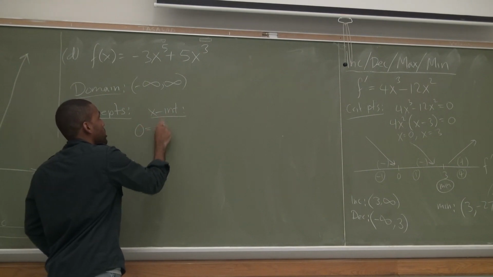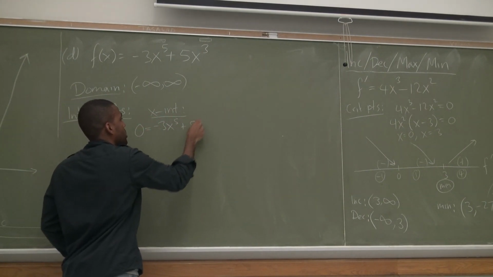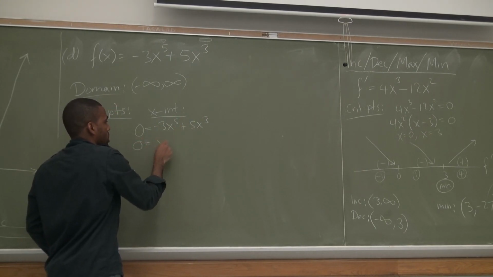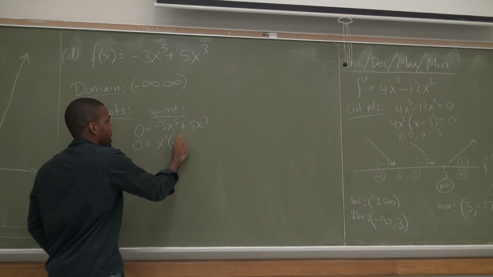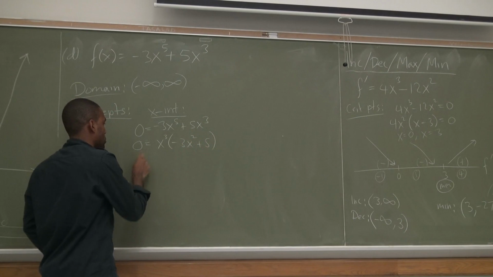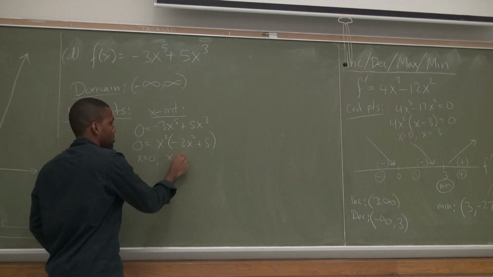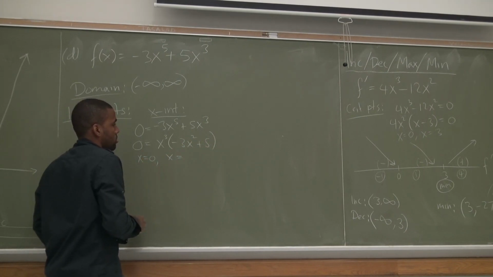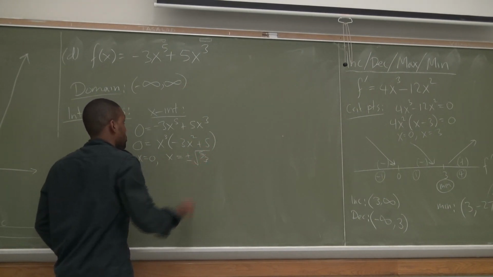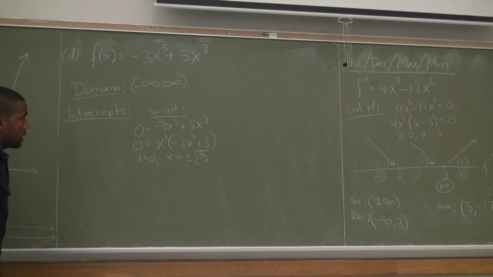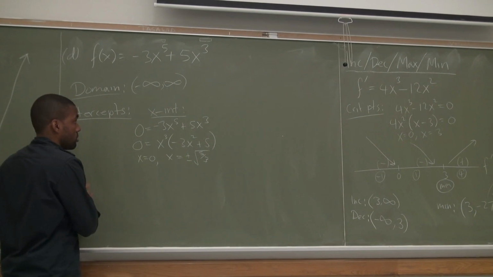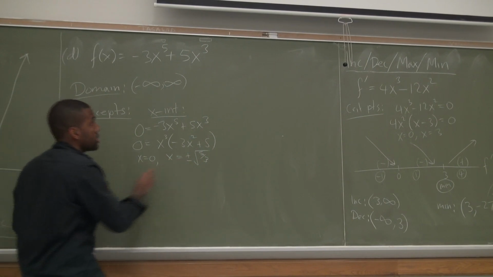So y equals 0: minus 3x to the 5th plus 5x. The x to the third comes out, leaving minus 3x squared plus 5. So x equals 0, and x squared equals 5 over 3, so x equals positive or negative root 5 over 3. That's going to be it. Plus or minus, so those are the intercepts.